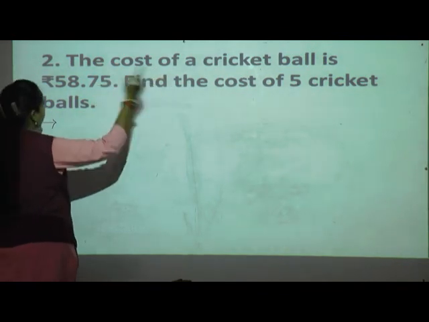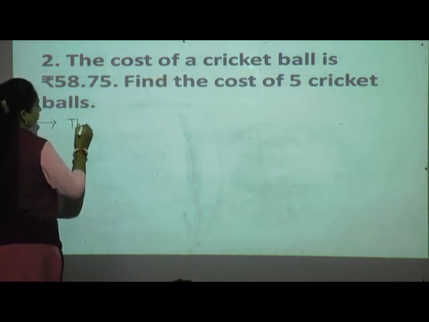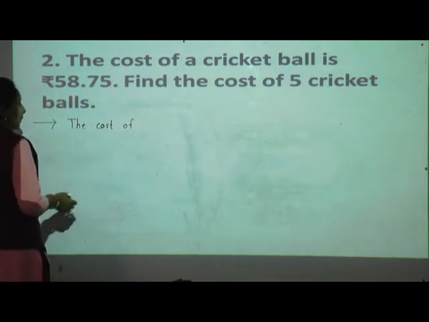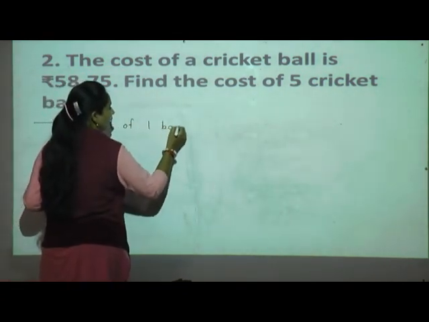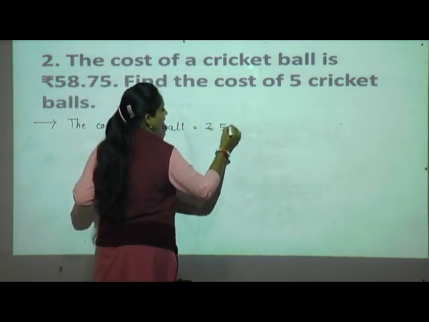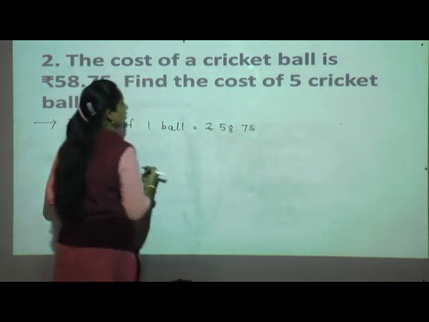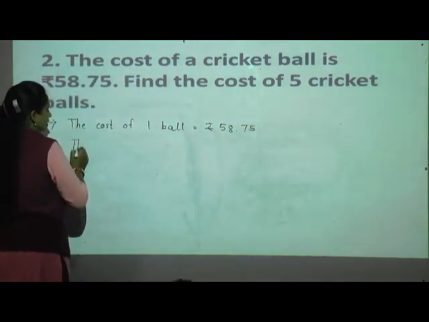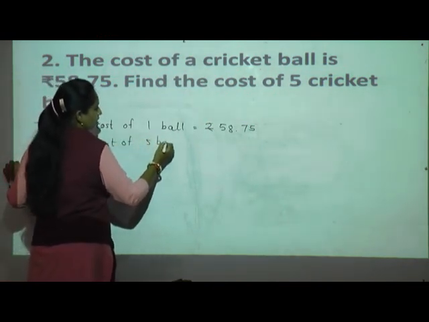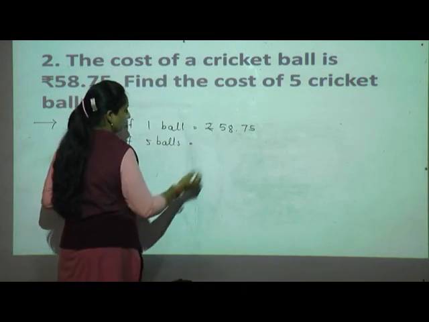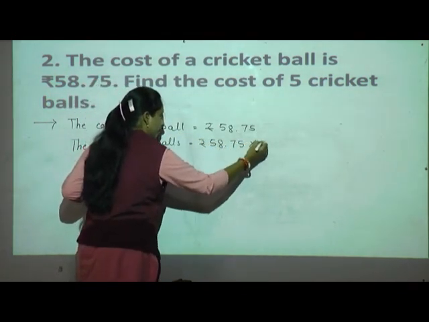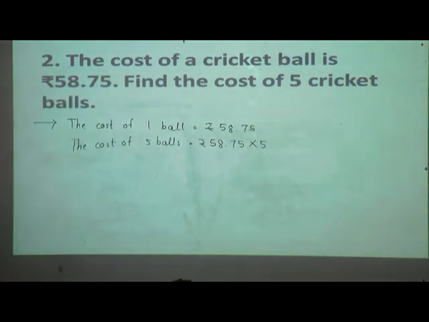The cost of one cricket ball is equal to rupees 58.75 paise. Then what do we have to find out? The cost of 5 balls is equal to rupees 58.75 multiplied by 5. Isn't it?